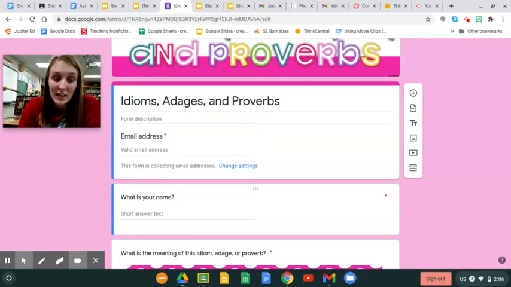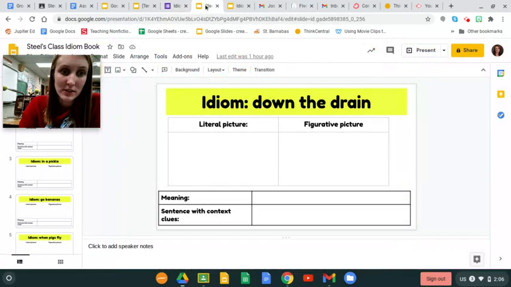And then your second assignment is you're going to help make a class book about idioms. Because really the only way to learn idioms is just to, I could never teach you all the idioms in the world because we use so many of them. So we just want to expose ourselves to as many as we can. This is what your assignment looks like here.